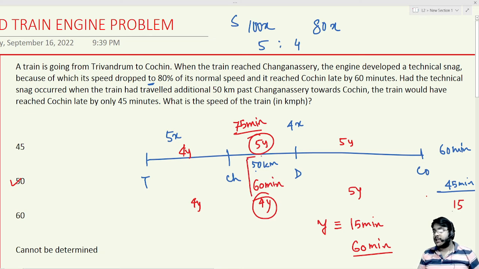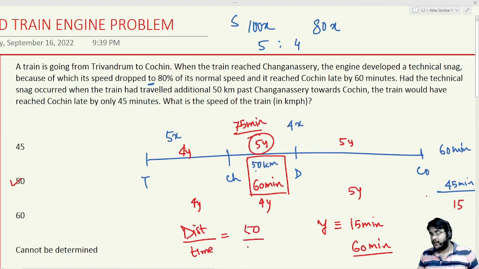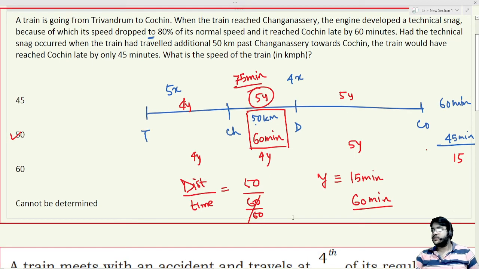Now if the train had traveled 50 kilometers in 60 minutes, what is the speed? Distance upon time, 50 by 60 by 60, this cuts out, so the speed is going to be 50 kilometers per hour. Okay, this is going to be the answer.